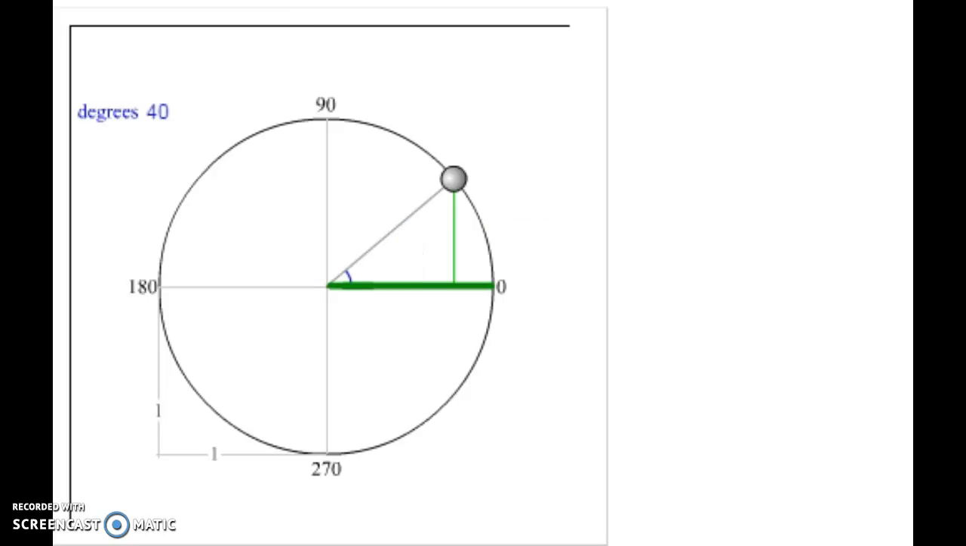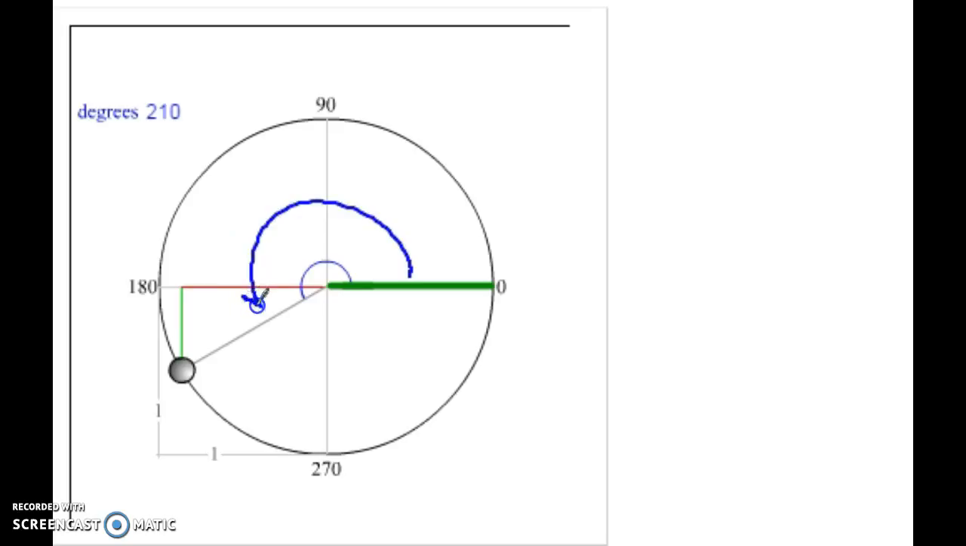Okay, so I can also take that a little further, and we can go to around here, all the way around to 210 degrees. That's 30 degrees more than 180. And when I draw my arrow, that's a positive 210 degrees. 30 degrees more than 180.